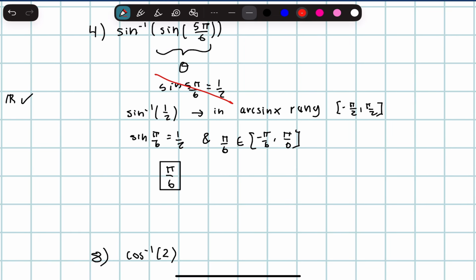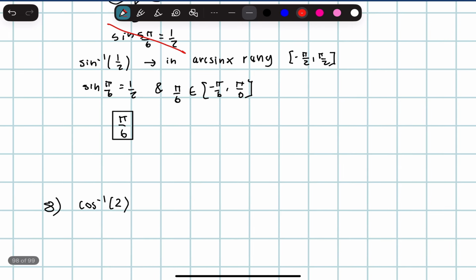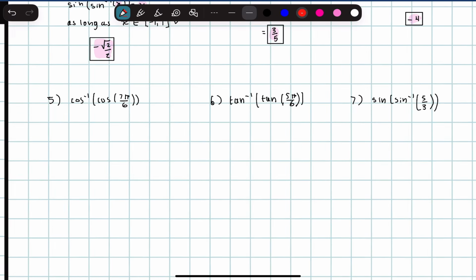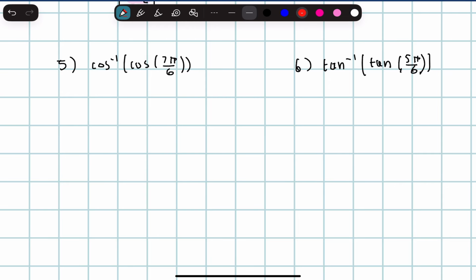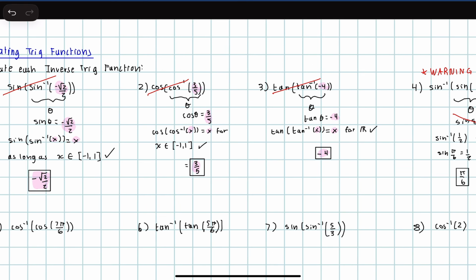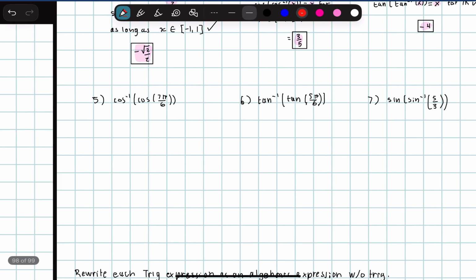Here, I almost made a mistake. Warning, it's not just that. You have to adjust. You have to choose the correct angle. Okay, so now let's move on to this. Remember, this trick only works if you check the range first, but this one didn't work.